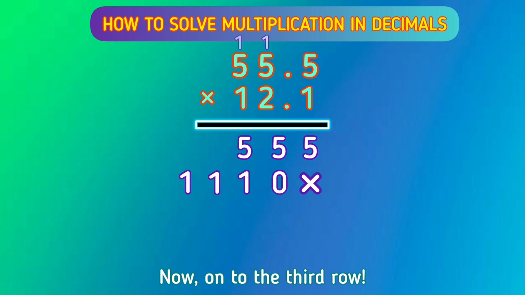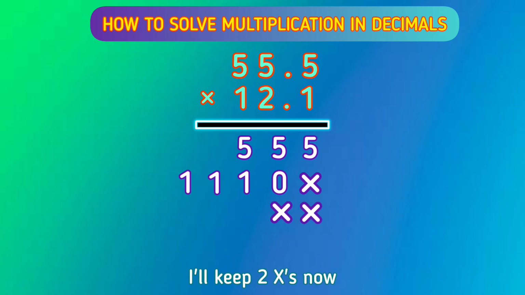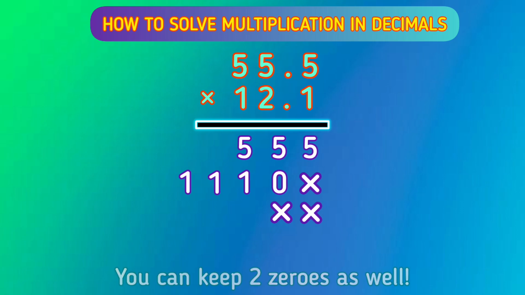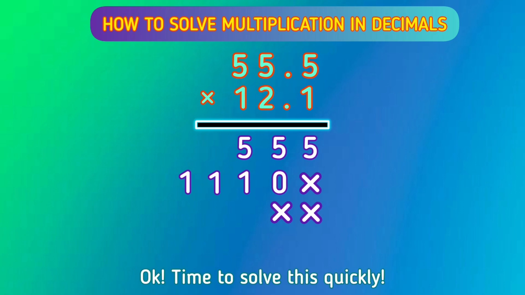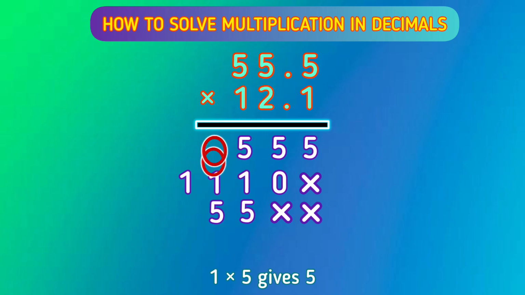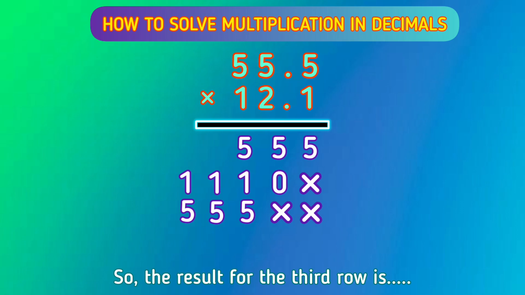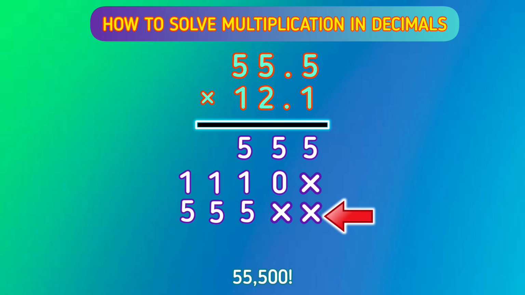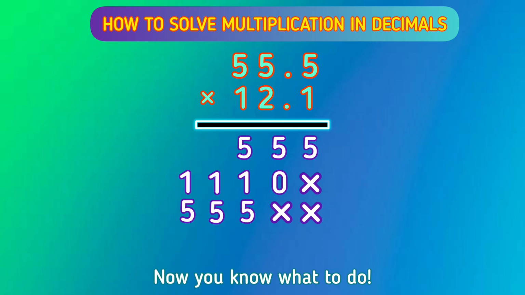Now on the third row, I'll keep 2x. You can keep 2 zeros as well, no problem at all. Okay, time to solve this quickly. 1 into 5 gives 5. 1 into 5 gives 5 and finally 1 into 5 gives 5. So the result for the third row is 55,500.